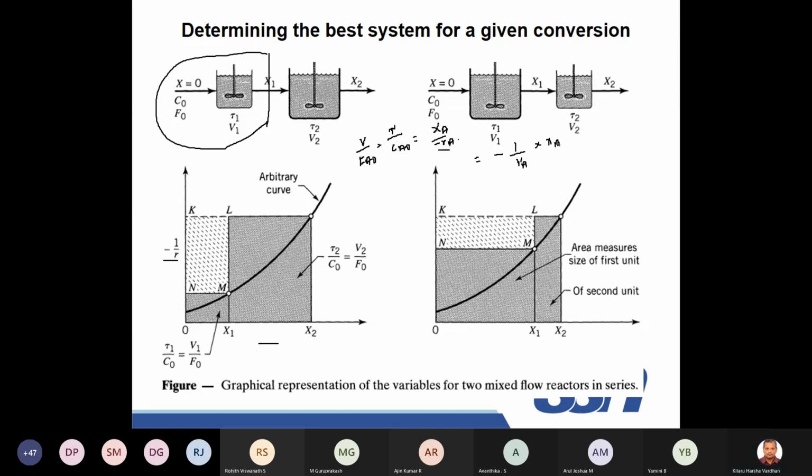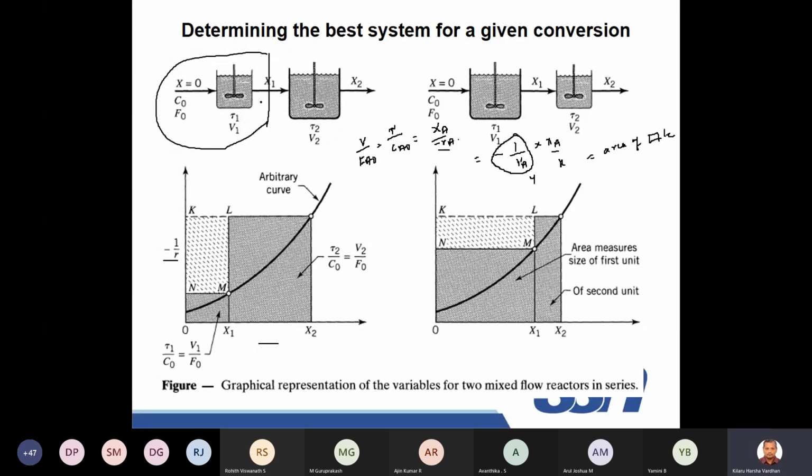The same thing, right? So with X on the x-axis and 1 by RA on the y-axis, this is nothing but y into x, or x into y. That is nothing but the area of a rectangle. Now I am drawing -1 by RA on the y-axis and X on the x-axis. For this particular thing, I am going from a conversion of 0 to 1. Let this be 0, this be 1, this be 2, and it still goes on, right?